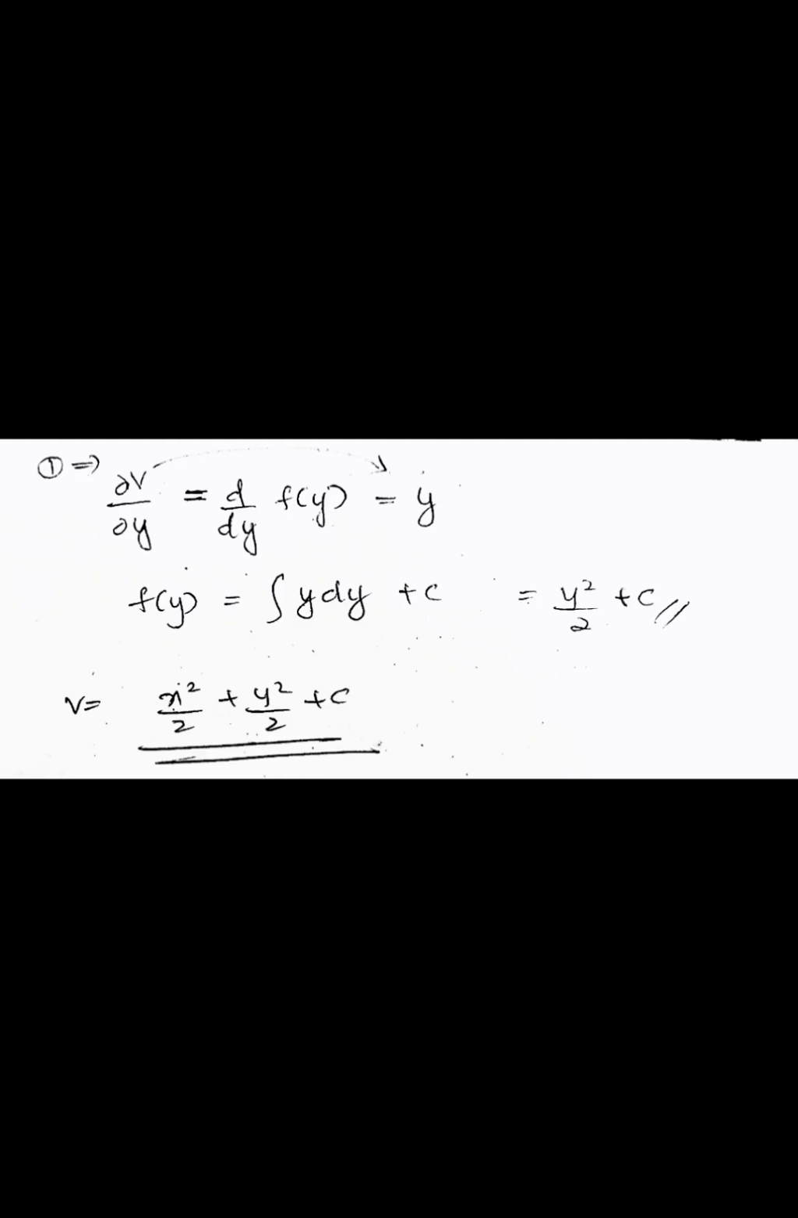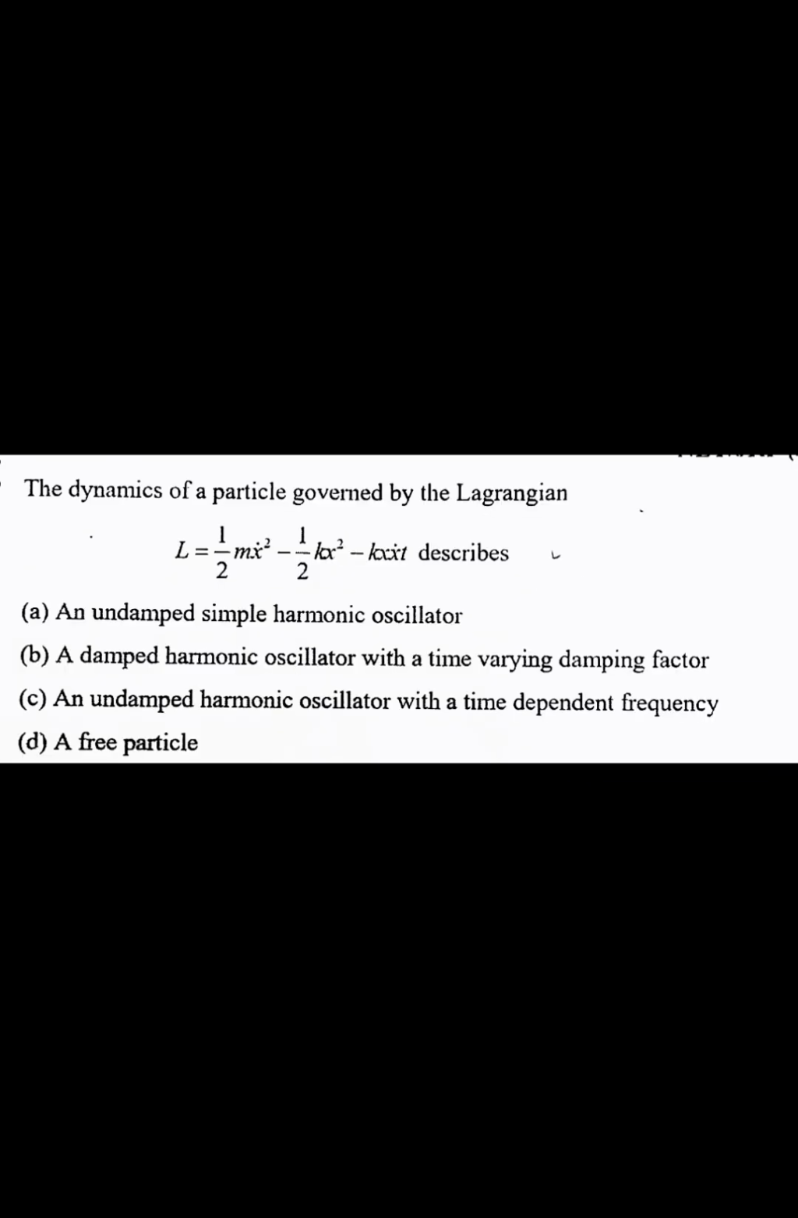The next question is: the dynamics of a particle governed by the Lagrangian L = ½mẋ² − ½kx² − kxẋt describes dash. Here the Lagrangian is given as L = ½mẋ² − ½kx² − kxẋt. That is, ∂L/∂ẋ = mẋ − kxt, and ∂L/∂x = −kx − kẋt.